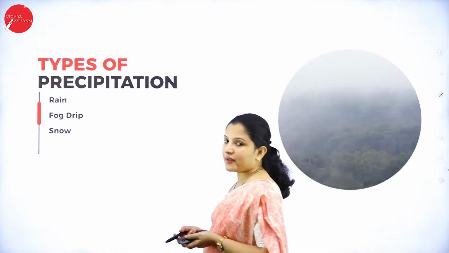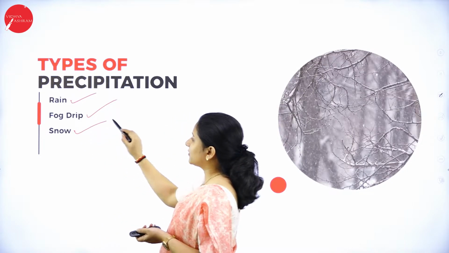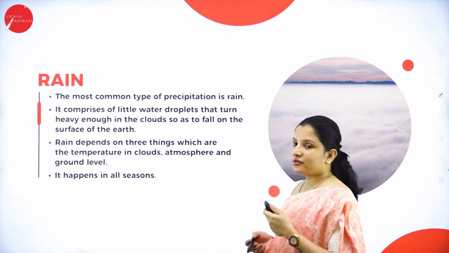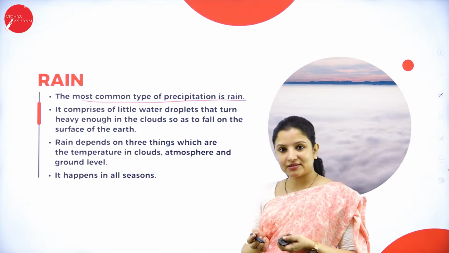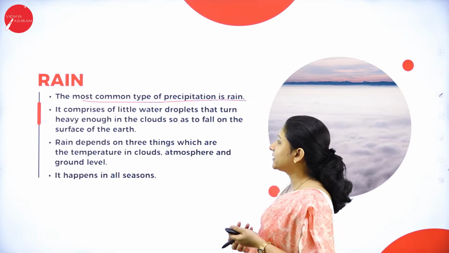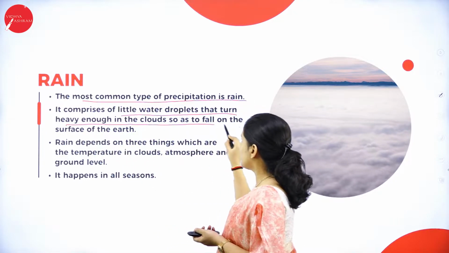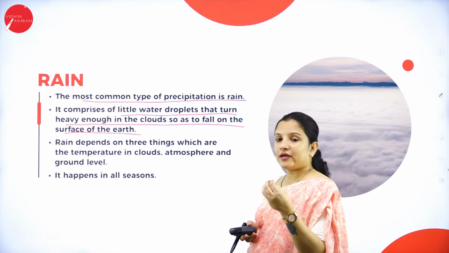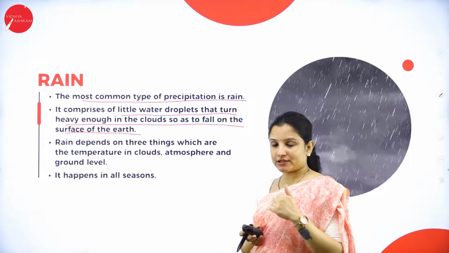Next, let's see the different types of precipitation. Precipitation is mainly of three types. The main one is rain, the other is fog drip, and the third is snow. So let's study these three, starting with rain. Rain is the most common type of precipitation because it is seen throughout the globe. Snow, we don't find throughout the globe. Rain comprises little water droplets that turn heavy in the clouds so as to fall onto the surface of the earth. That is how rain occurs, wherein little heavy droplets form, come down from the clouds and reach the earth.